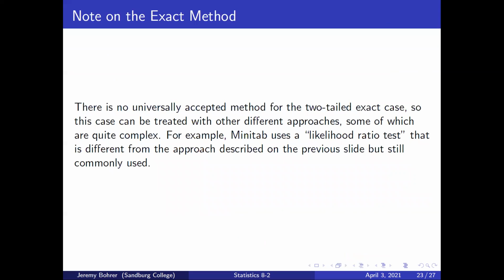There is no universally accepted method for the two-tailed exact case, so this case can be treated with other different approaches, some of which are quite complex. For example, Minitab uses a likelihood ratio test that is different from the approach described on the previous slide, but still commonly used.